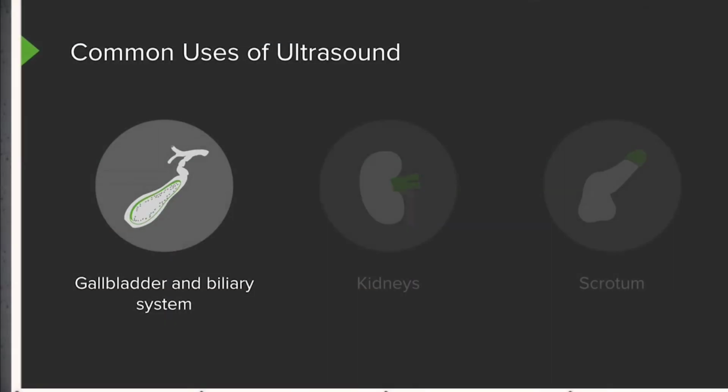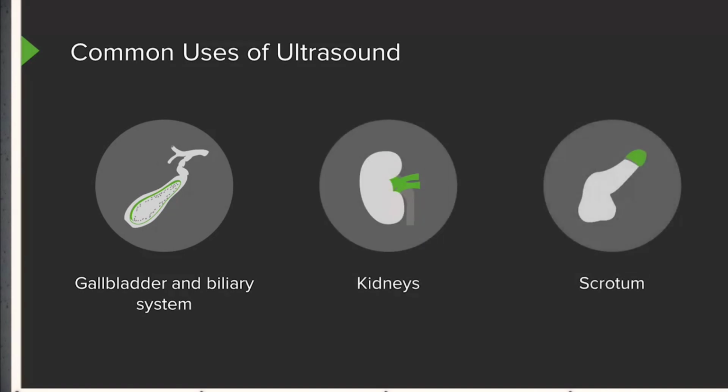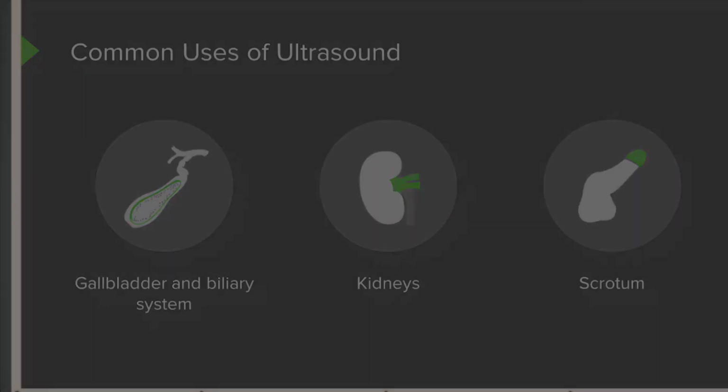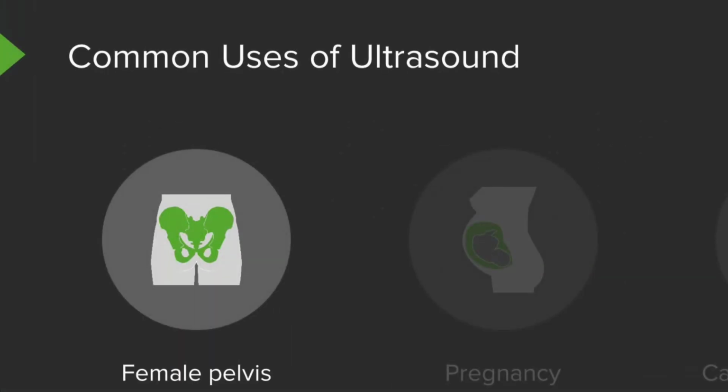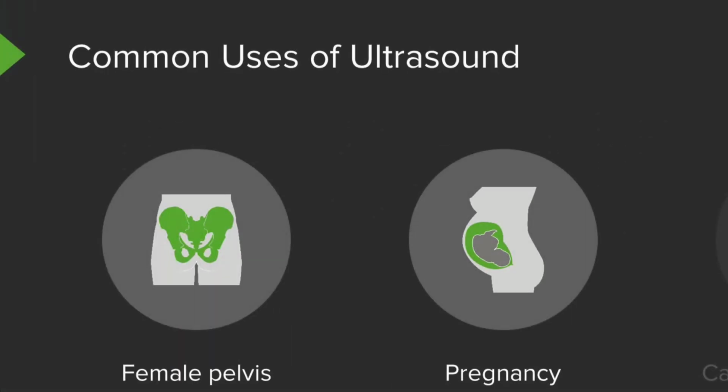There are many different uses of ultrasound. It's often used to evaluate the gallbladder and the biliary system, the kidneys. The scrotum is very well evaluated with ultrasound. The female pelvis is a very common area of ultrasound use. In pregnancy, ultrasound is actually one of the only things that are used because it doesn't have any radiation and it doesn't really have any side effects. It's often used on carotid or extremity vascular ultrasound and is able to take a very good look at the superficial vessels.